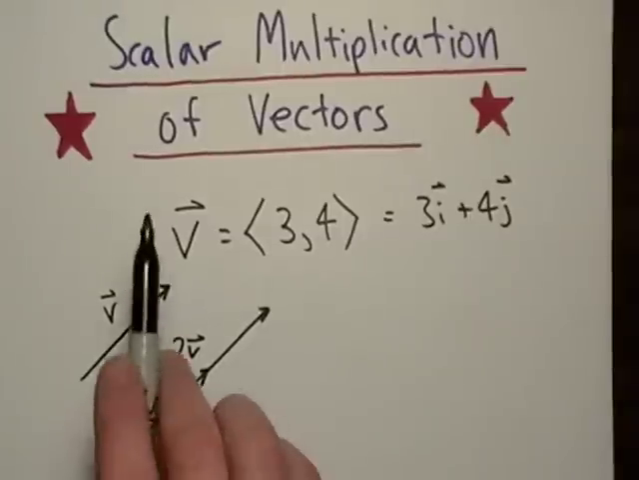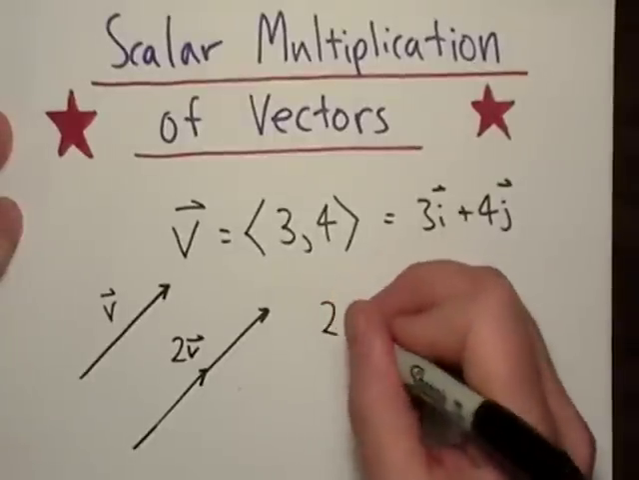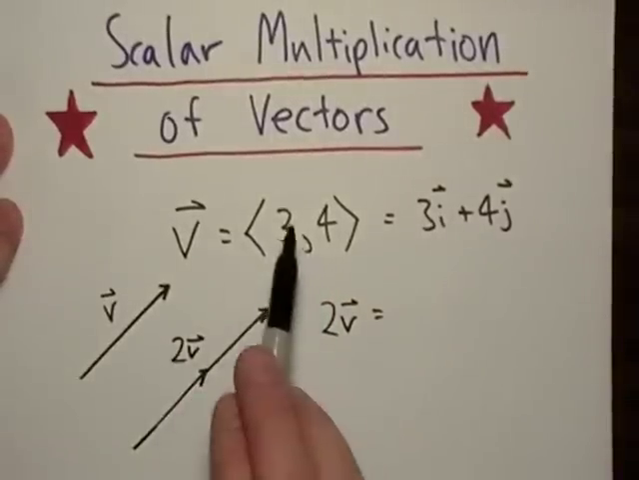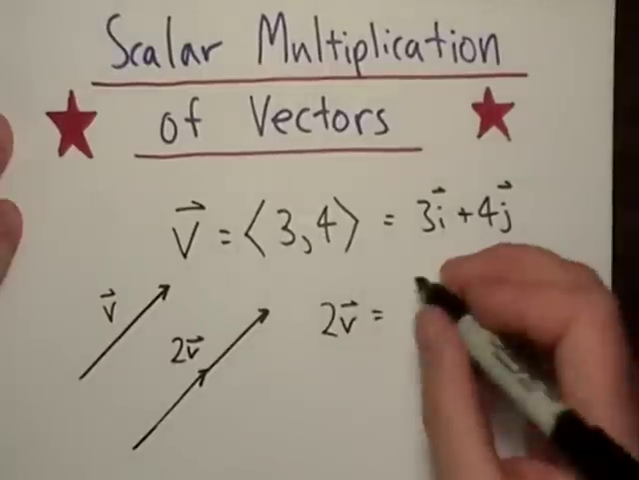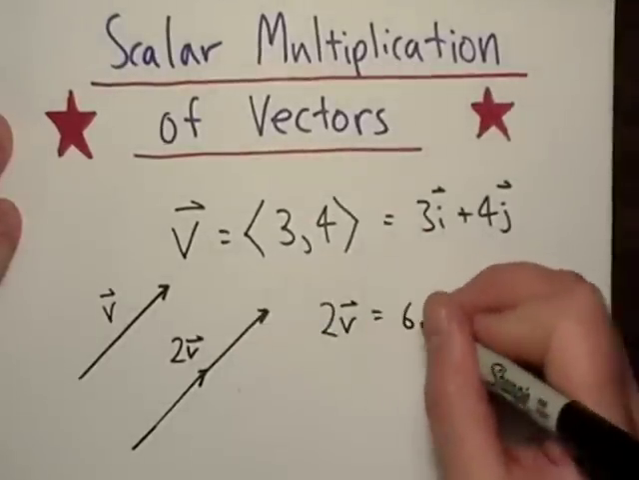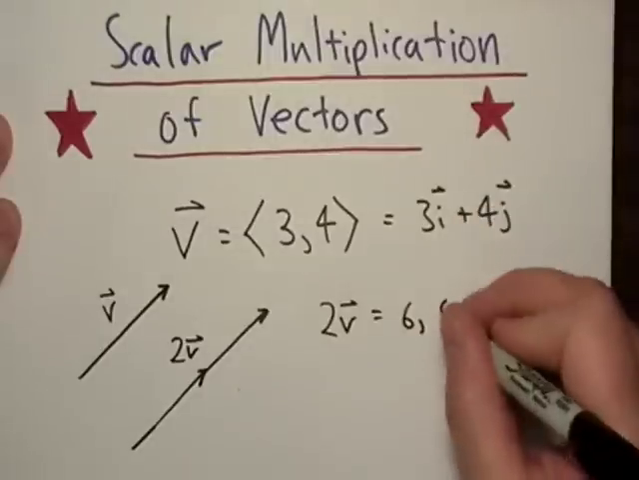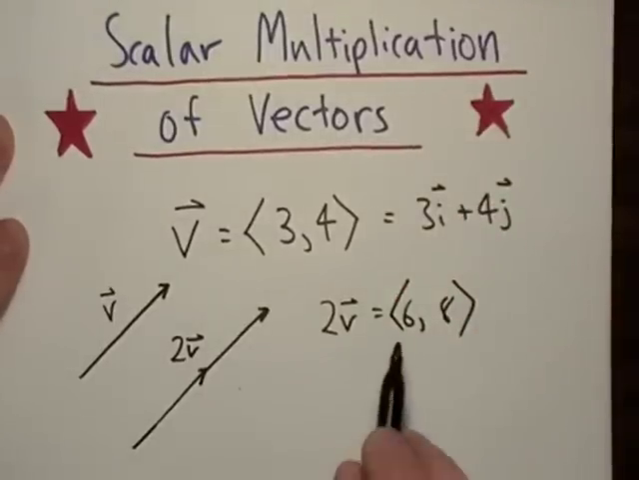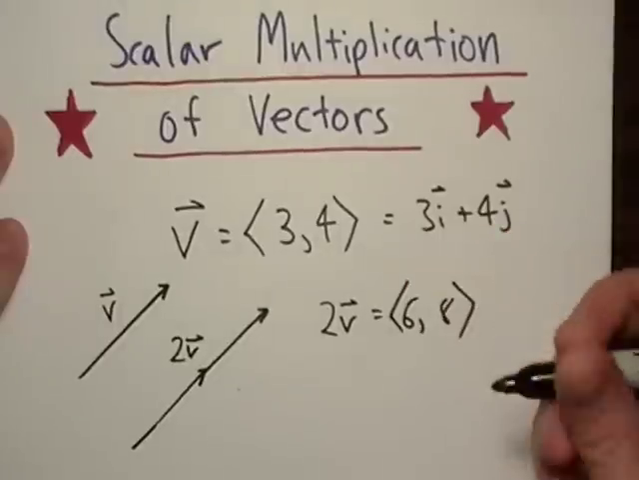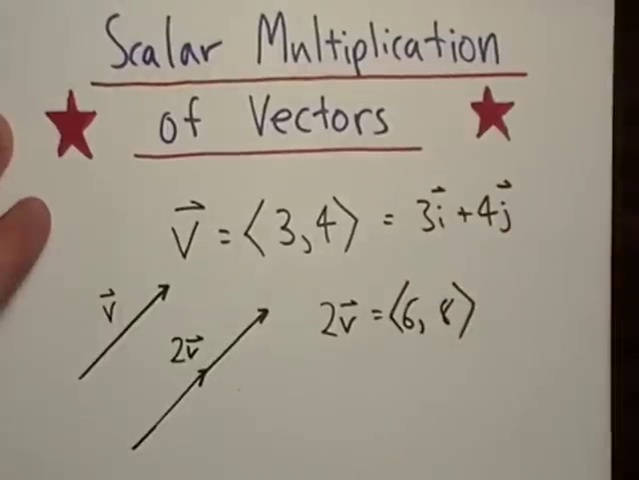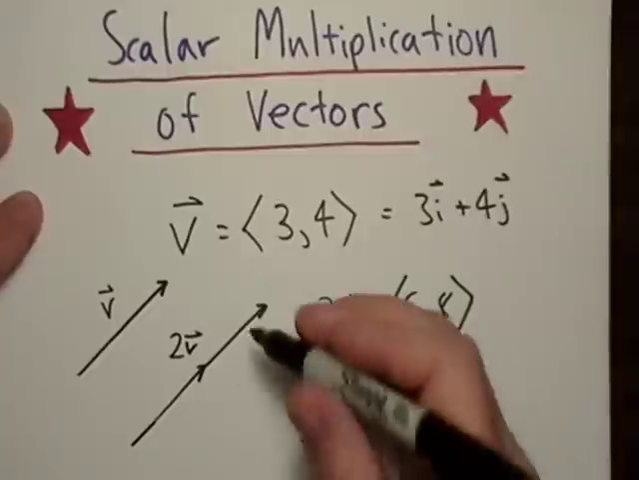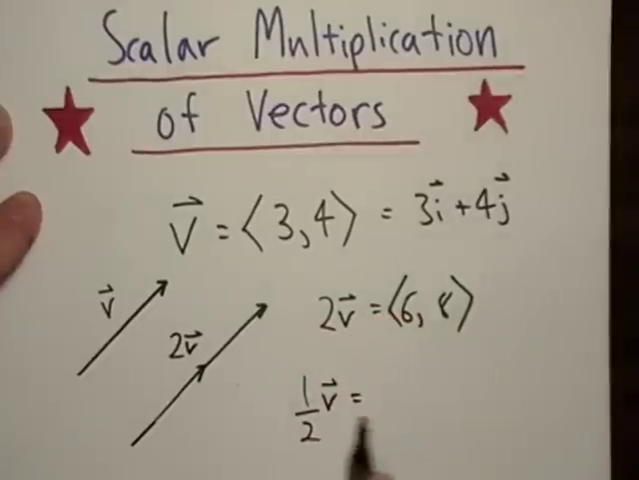So let's just throw this into the equation. Let's go 2v. Basically, we can just distribute the scalar into our components, and we get 2 times 3 is 6, 2 times 4 is 8, and we end up with 6, 8. So it's going to terminate a little further down the line, so we scaled it and made it a little longer.